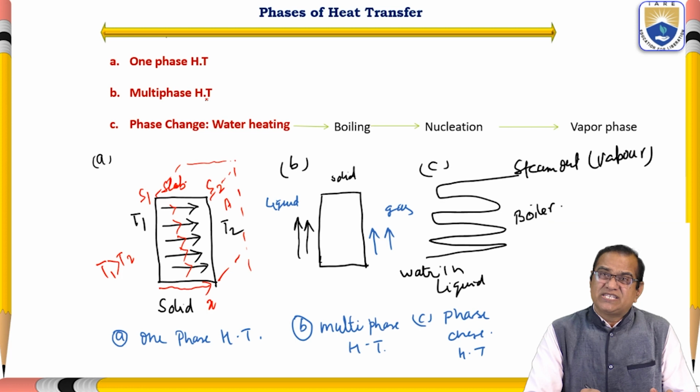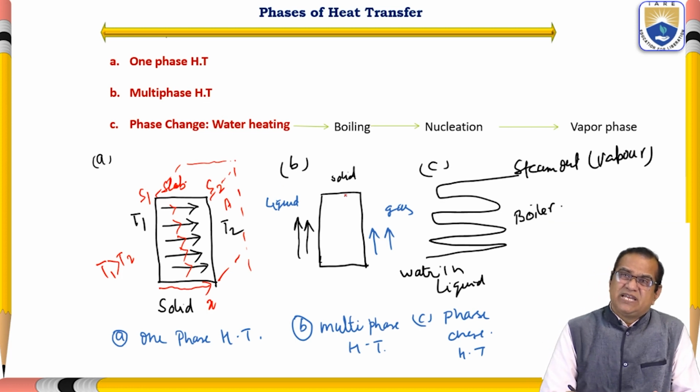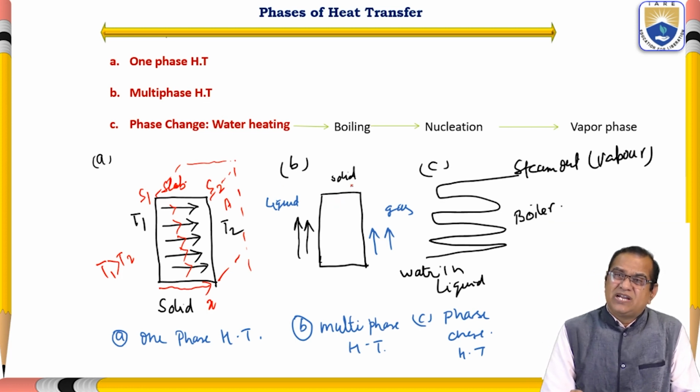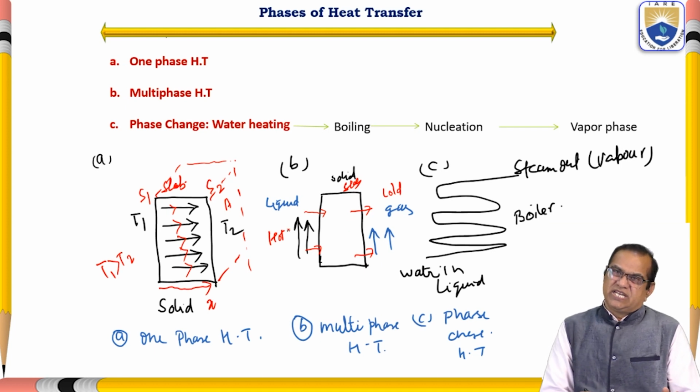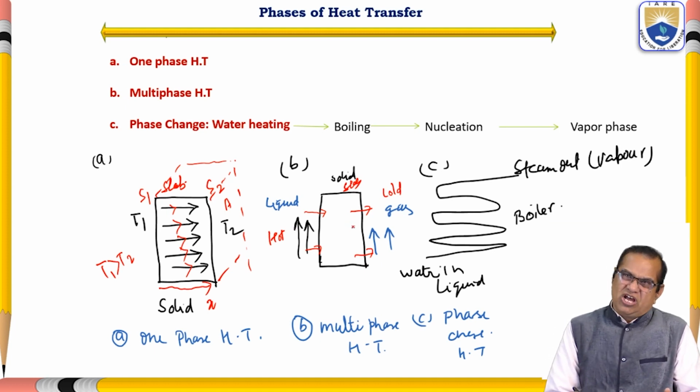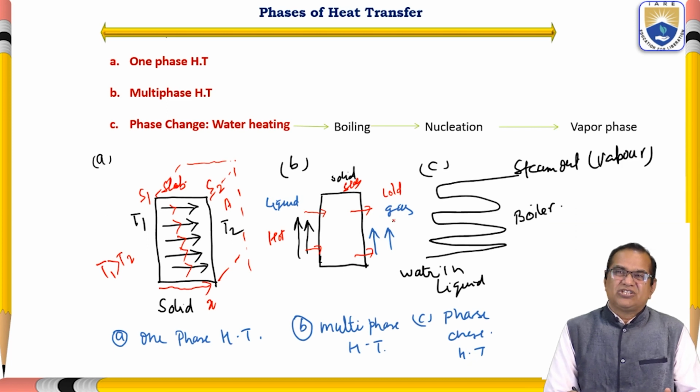Second one is the multi-phase heat transfer. Here is the solid slab, here is some hot liquid and here is some cold gas. The heat will transfer from the liquid to the solid, and from the solid it will go to the gas. So it is called the multi-phase. Hot, it may be liquid, then it is a solid, then it can go to the air or any gas. This is called the multi-phase heat transfer.